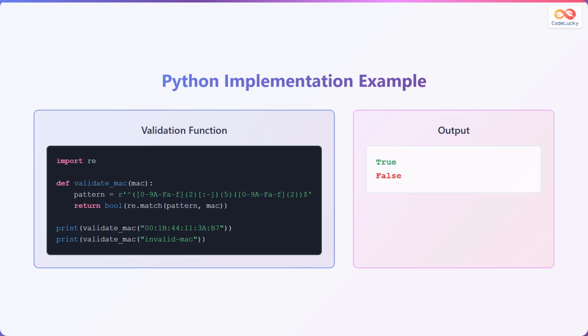Use the re.match function to validate the MAC address against the pattern. The function returns true if the MAC address is valid and false otherwise. Calling this function with a valid MAC address returns true, and an invalid MAC address returns false.